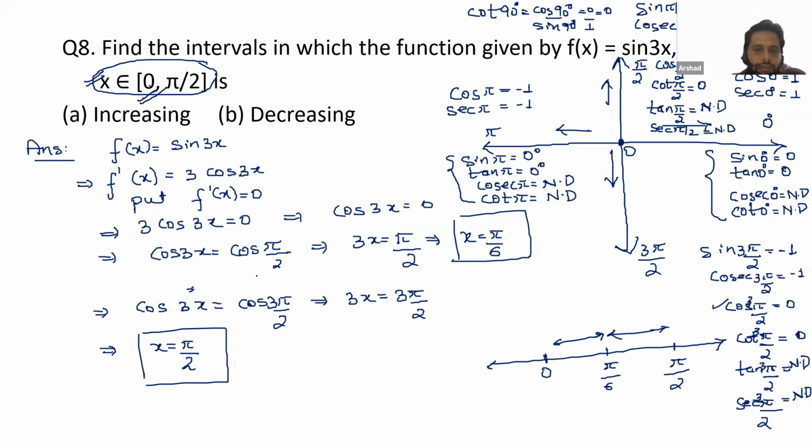Now again, we will go back to the question. We have already found the critical points. Pi by 6 and pi by 2 are the critical points. So we get these intervals: 0 to pi by 6 and pi by 6 to pi by 2. Please form that table and tell me for which interval it is increasing and for which interval it is decreasing. Please tell me on the chat box. Josefa, just check your message. Okay, that's fine. All of you, please find the intervals for increasing and decreasing.